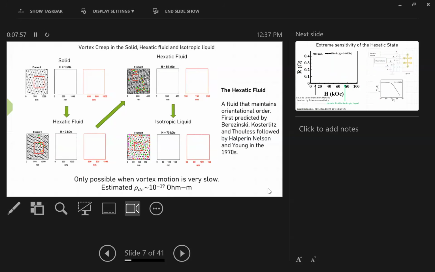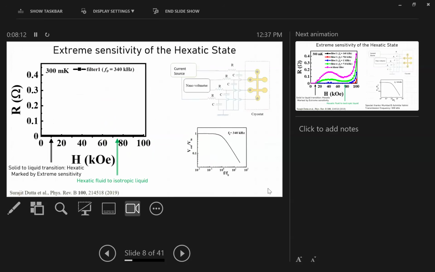So if you calculate the diffusion constant and try to estimate the resistivity if you pass a current, the resistivity is extremely small and you will never be able to measure such a small resistivity in an experiment. However, still there is a signature in transport. When you just measure resistivity, actually you see nothing. This is resistivity at 300 millikelvin as a function of magnetic field.